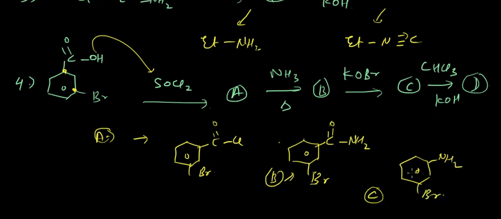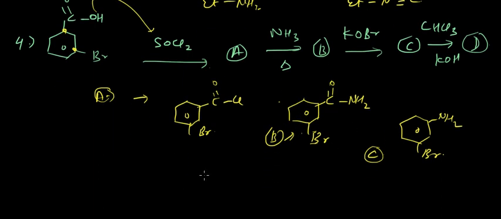Now what would be the product D? D product would be nothing but formation of isonitrile, which is a test for 1 degree amine. So isonitrile would be formed. I beg your pardon, this is only two bonds and one complete donation is shown.